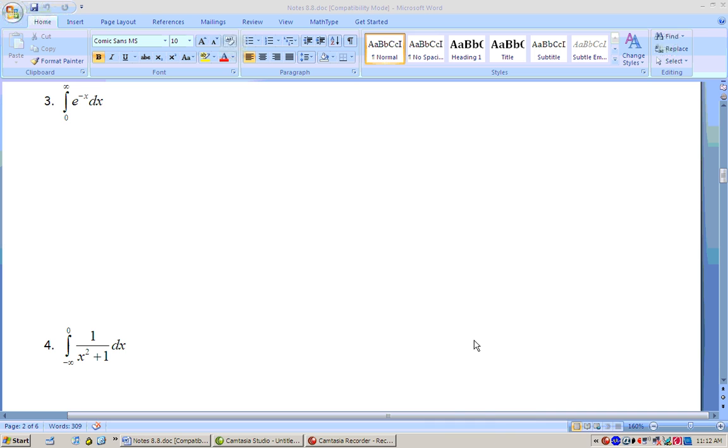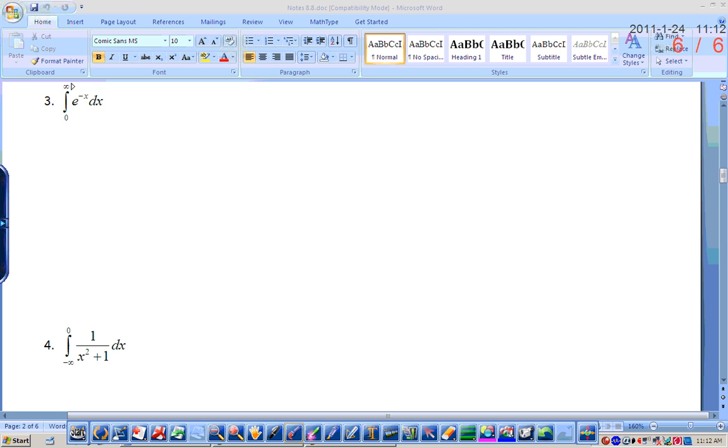Okay, so in number 3, the first thing I see is that infinity right up here. So I have to say, well, this is the same thing as the limit as b approaches infinity, integral from 0 to b, e to the negative x dx. Okay, what's the integral of e to the negative x? Negative e to the negative x. So negative e to the negative x, from 0 to b.